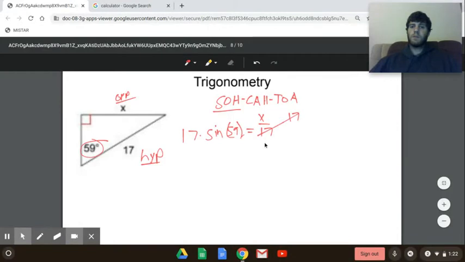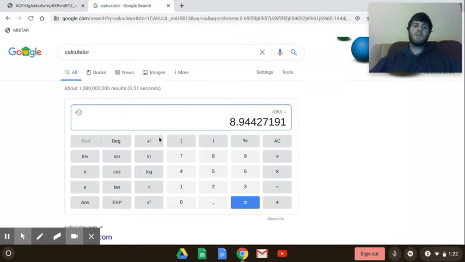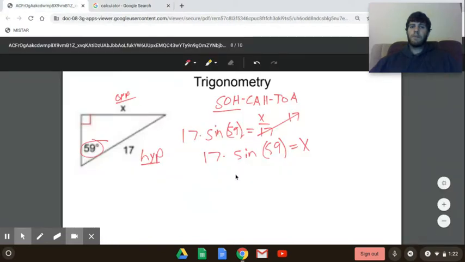Okay, those cancel, and we get 17 times the sine of 59 equals x. So we go to our calculator and we put in 17 times the sine of 59. Make sure you're in degrees. You hit enter and you get 14.6. Okay, so we're going to end up with 14.6 equals x.